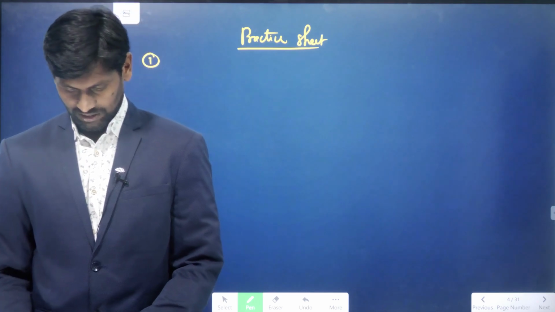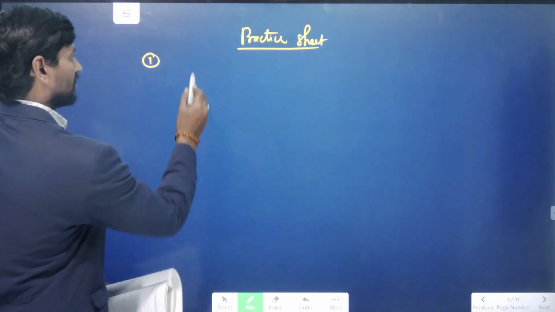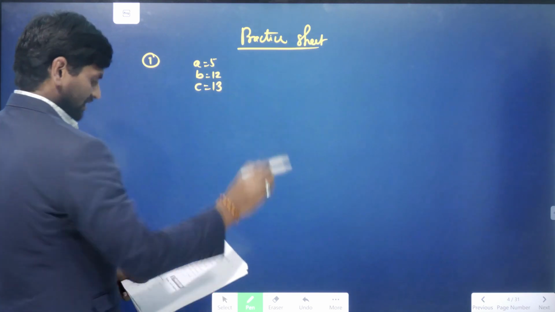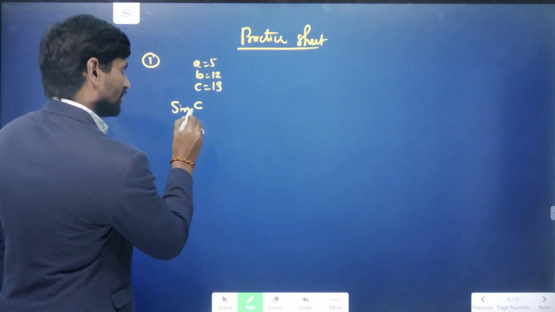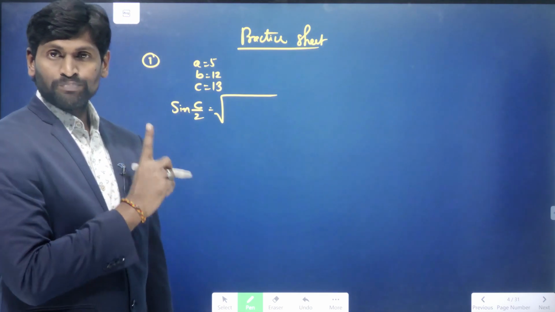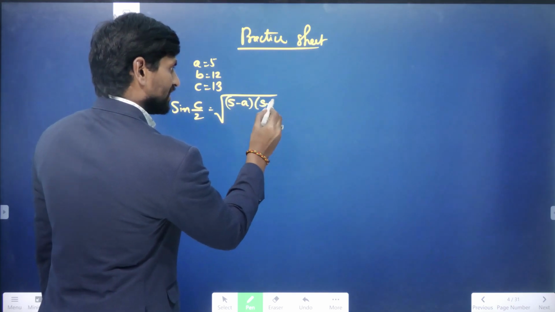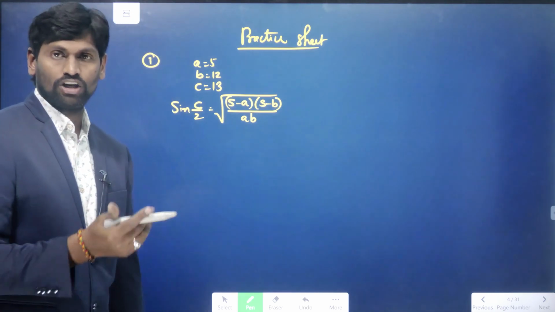Yeah, one second, children. So the first one is: if a value is 5, b value is 12 and c value is 13, then find the value of sin C by 2. What is the sin A by 2 value? Root over s minus b into s minus c by bc. Here it is C, so it is s minus a into s minus b by ab. This is the formula for sin C by 2, the half angle formula.